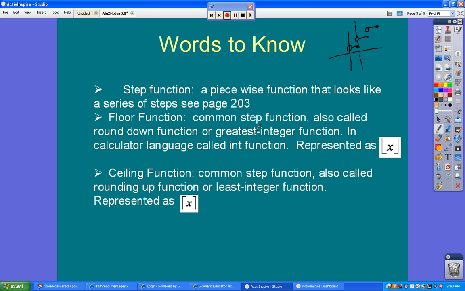Okay, the floor function is a common step function. It's also called the round down function or greatest integer function. Okay, and I think this is probably the most common. In calculator language, it's called the int function. It looks like this. Floor function, see there's a little floor here. It's like a half brace. And we round things down when we use this one.